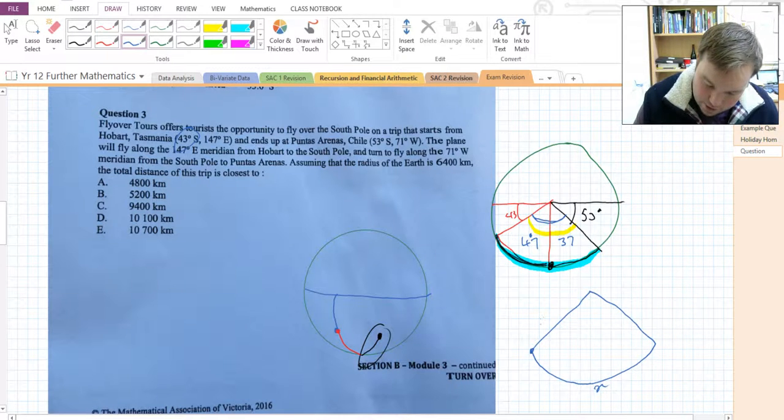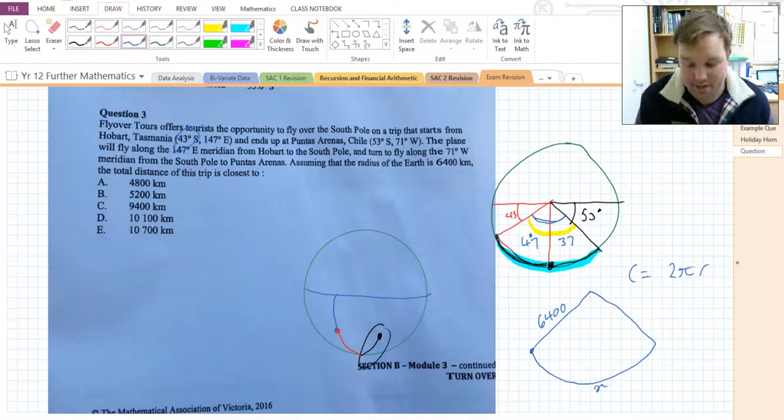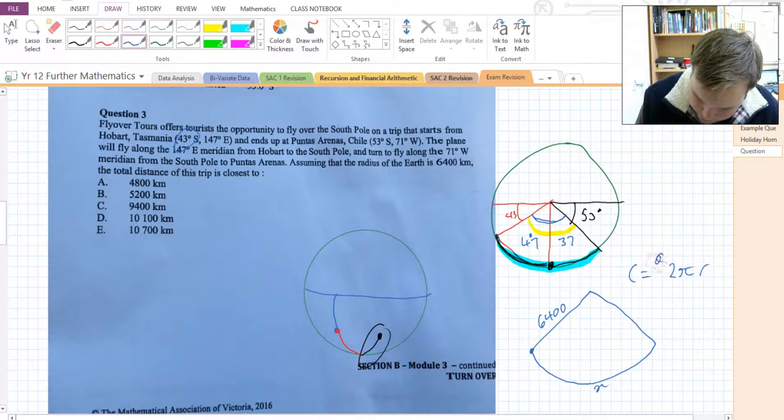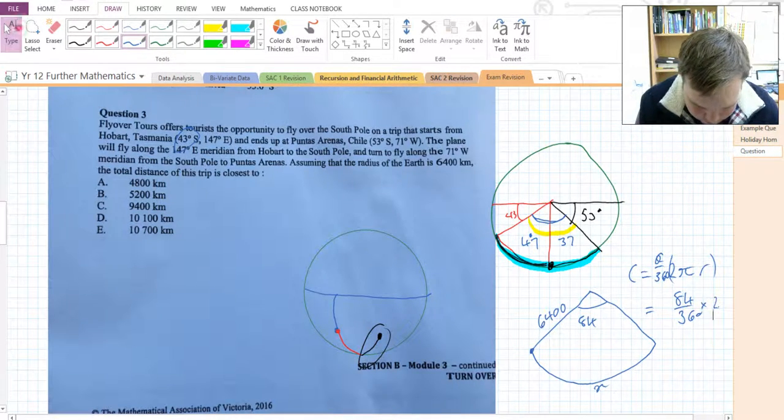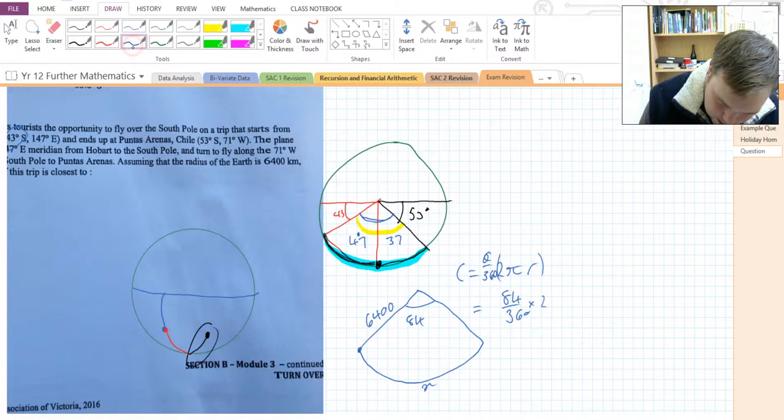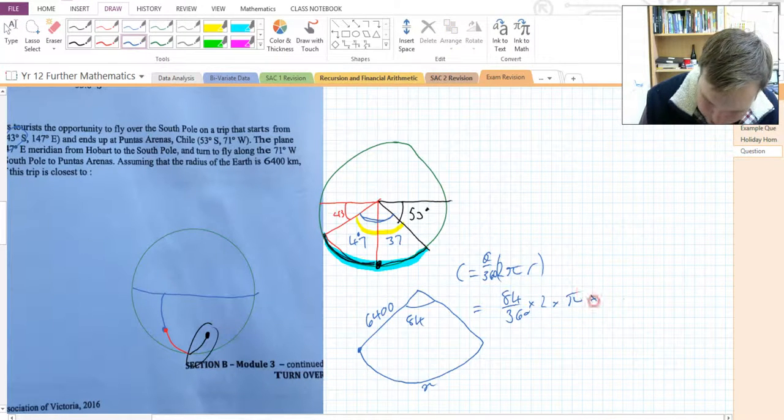And we know that the radius of the Earth is 6,400. So the circumference of a circle is 2 pi r, and if we want part of a circumference, we put theta on 360 in front of it. So theta on 360 in our case is 84 on 360, because that's the 84 here. Then times 2 times pi times 6,400.